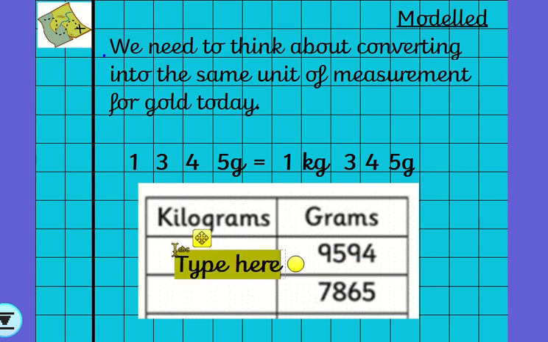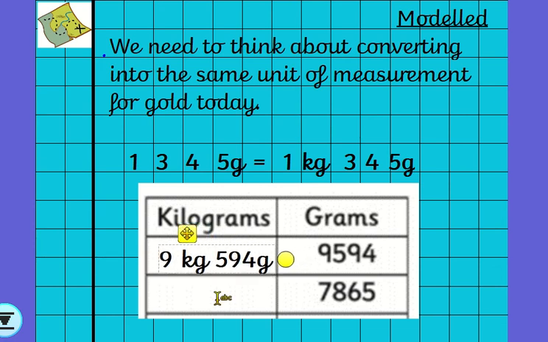9,594 grams could also be known as 9 kg. Not DKG, Mrs. Edwards. 9 kg, 594 g. So 9 kilograms and 594 grams. Equally, 7,865 grams could be 7 kg, 865 g. Okay? So that's just a little reminder for you.